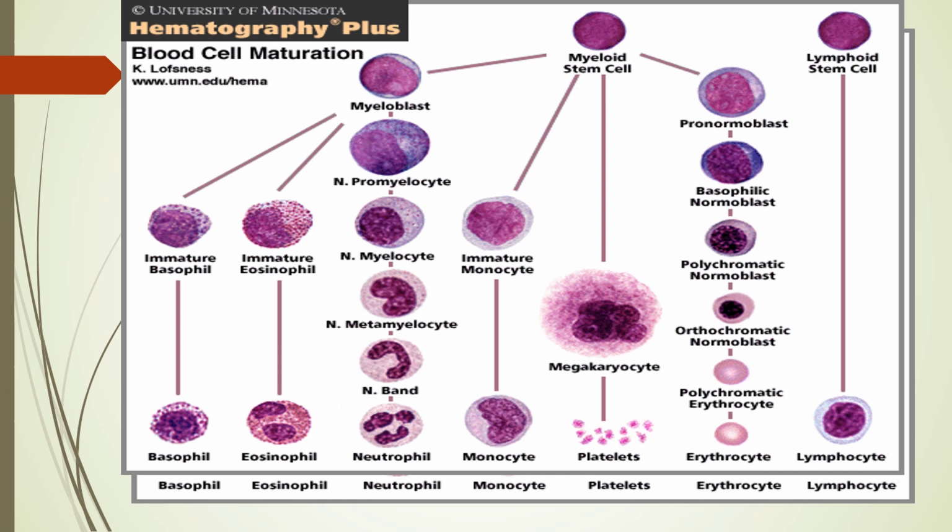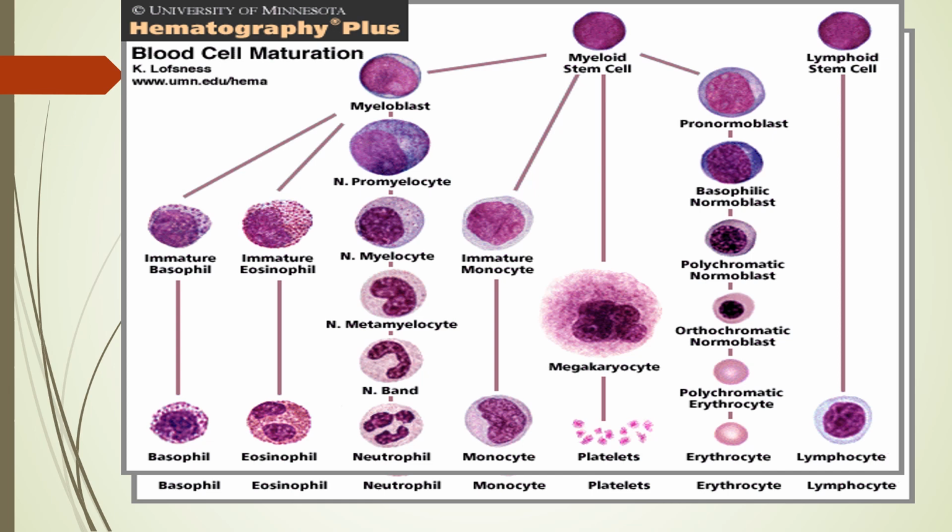This is the slide which shows the steps in development of the blood cells. Basically, we have the myeloid progenitor stem cell and the lymphoid progenitor stem cell. Let us discuss the myeloid progenitor stem cell. The myeloid progenitor stem cell gives rise to red blood cells, the white blood cells, and as you know, the white blood cells are granulocytes and agranulocytes, and it also assists in the formation of megakaryocyte, which ultimately develops into platelets.